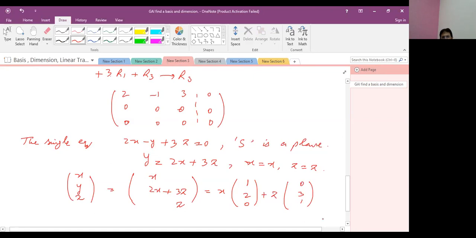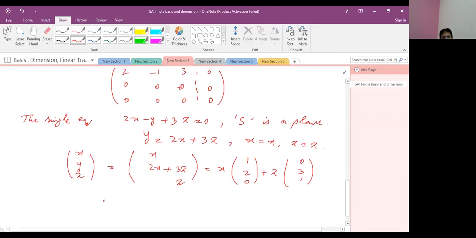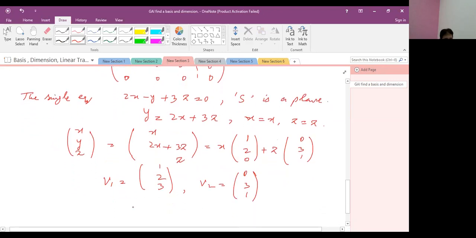there are two vectors v1 and v2. These vectors represent the basis. So there are two vectors forming a basis, hence the dimension of S is equal to 2.